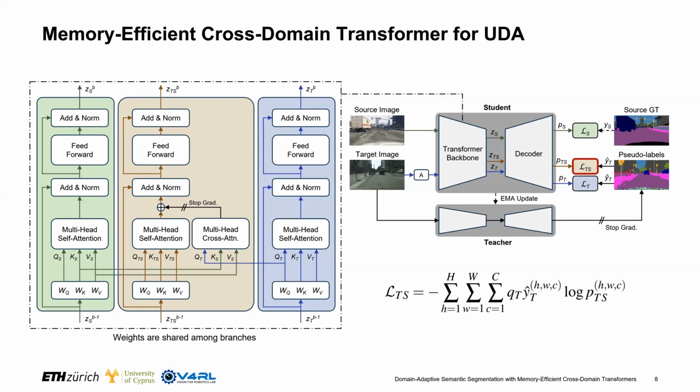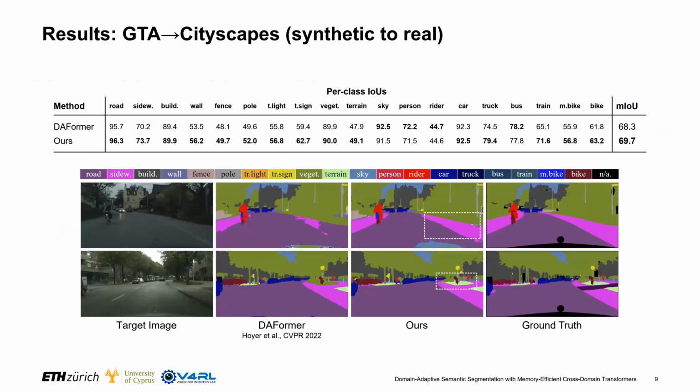To test our approach, in this work we use the DA-Former UDA framework as baseline. First, we run experiments on popular synthetic to real UDA benchmarks. On GTA to cityscapes, for example, we see that our method improves the ability of the model to distinguish visually similar classes, such as sidewalk and road, or terrain and vegetation.